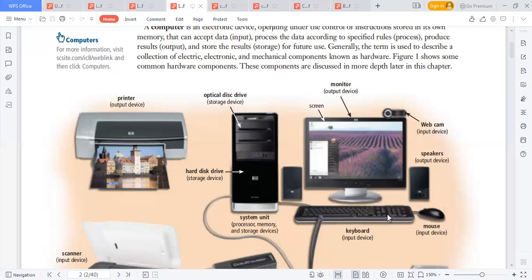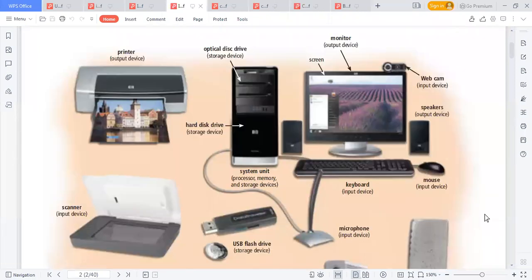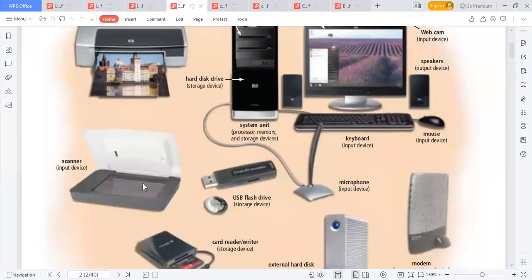And this is the keyboard, we have to input data with the keyboard. This is why it is an input device. And mouse also, we have to give instructions to process the data. This is why this is also an input device. So this is actually, and this is also a scanner. This is also an input device. We have to input data with the scanner.